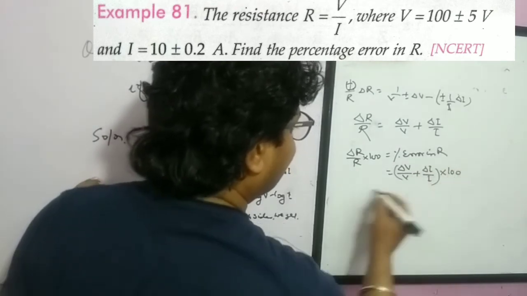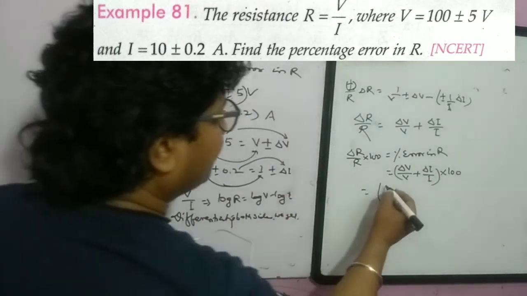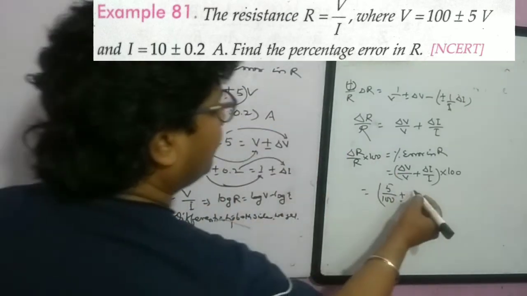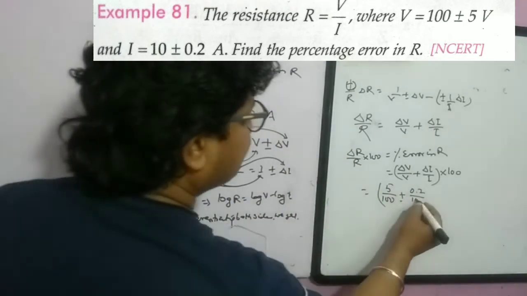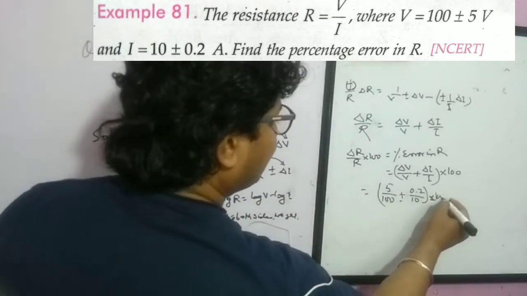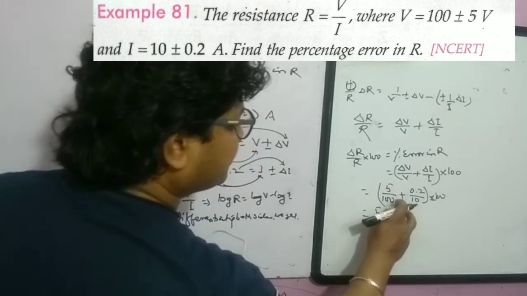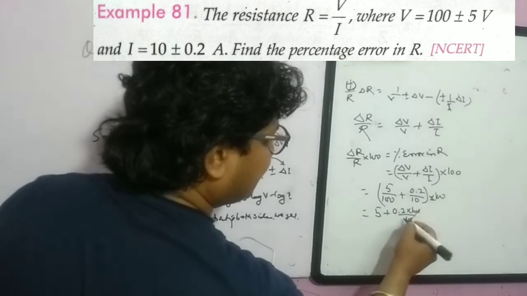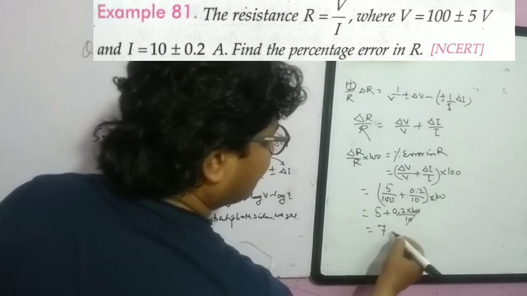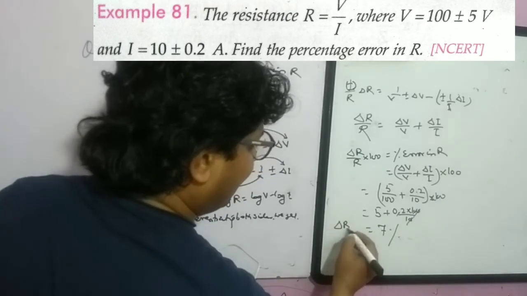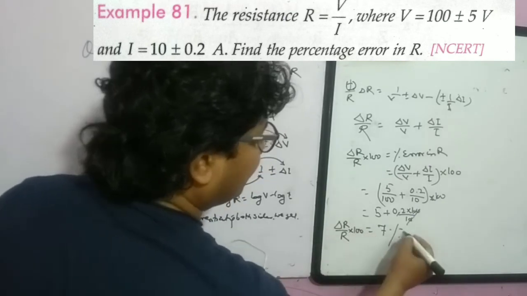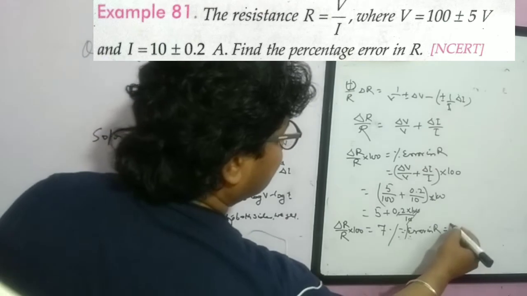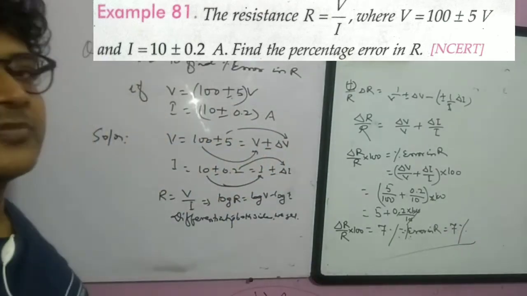δV is 5 and V is 100, plus δI is 0.2 and I is 10. So we can write (5/100 + 0.2/10) into 100, and this gets cancelled, so we get 5 + 2 = 7. So this is 7%. So δR by R into 100, that is, the percentage error in R, is equal to 7%. This is your answer, 7%.